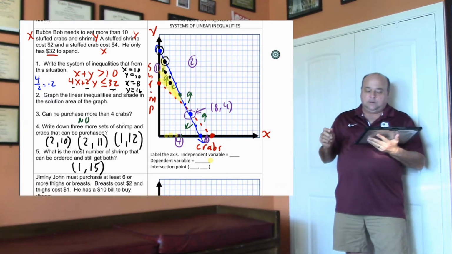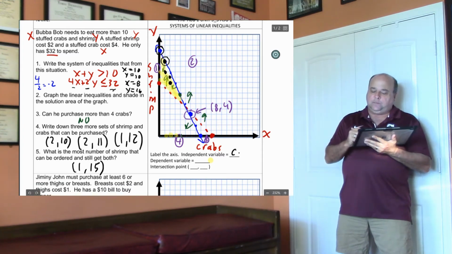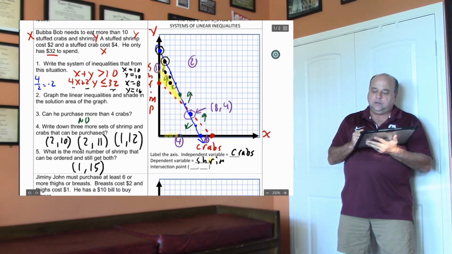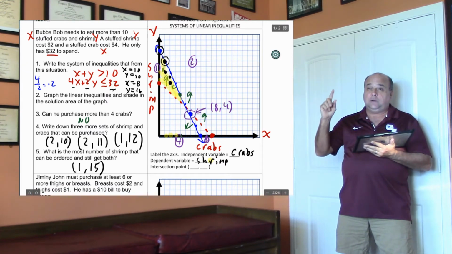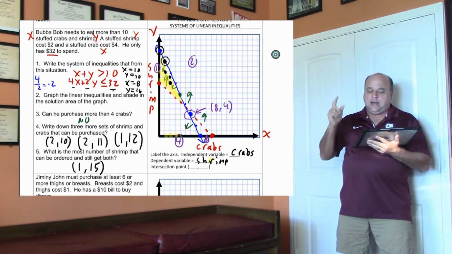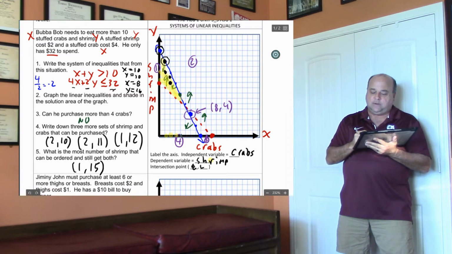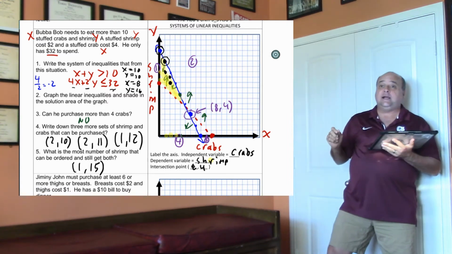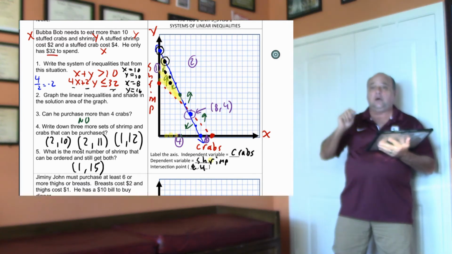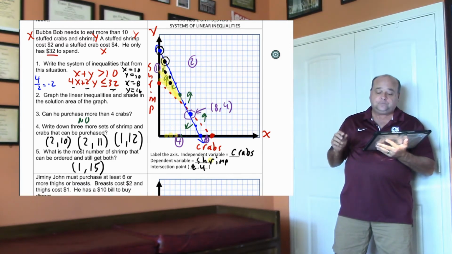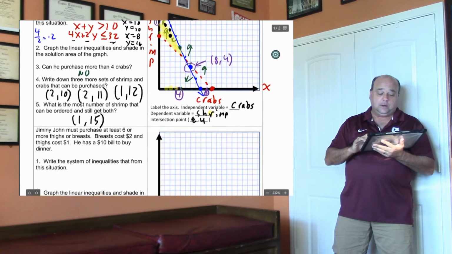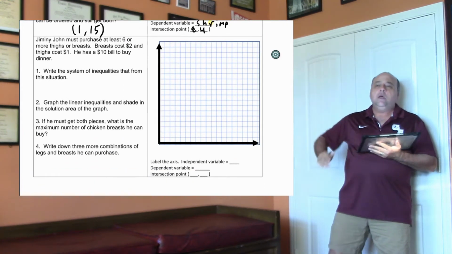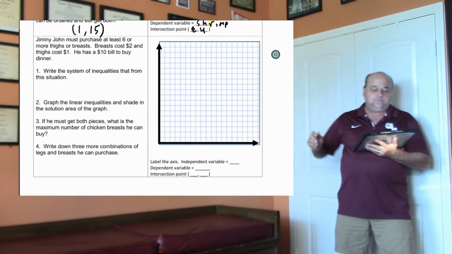Okay, now then the independent variable would be the crabs, and the dependent variable would be the shrimp. So you could say the number of shrimp depends on how many crabs you order, and the intersection point is 8, 4. 8, 4 would not work because it's on a dashed line, correct? Any ordered pair on the dashed line won't work, including the intersection point. I'll do one more for you, then you'll do the back.